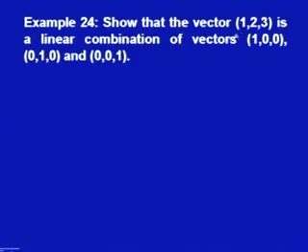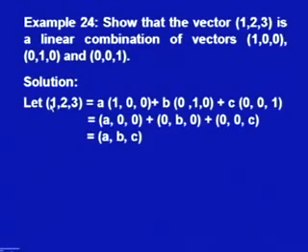Let us illustrate this with an example. In this example, we have to show that the vector (1, 2, 3) is a linear combination of the vectors (1, 0, 0), (0, 1, 0) and (0, 0, 1). So, what we are supposed to do is express the given vector (1, 2, 3) as a linear combination of the vectors (1, 0, 0), (0, 1, 0), (0, 0, 1). That means there exist scalars A, B and C such that (1, 2, 3) is equal to A times the first vector plus B times the second vector plus C times the third vector.